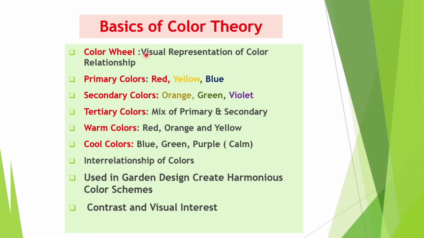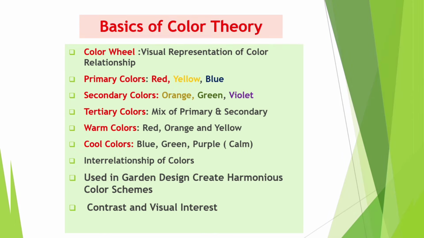Now let us understand the basics of the color theory so that we will understand the color wheel. There is a color wheel which is basically the visual representation of color relationships. You will see on the color wheel there are primary colors, that is red, yellow and blue, and the secondary colors are orange, green and violet. Tertiary colors are a mix of the primary and secondaries, and the colors can be warm or cool. Warm colors are red, orange and yellow. Cool colors are blue and green. And there is an interrelationship of the colors that is used in garden design that creates harmonious color schemes, contrast with visual interest.